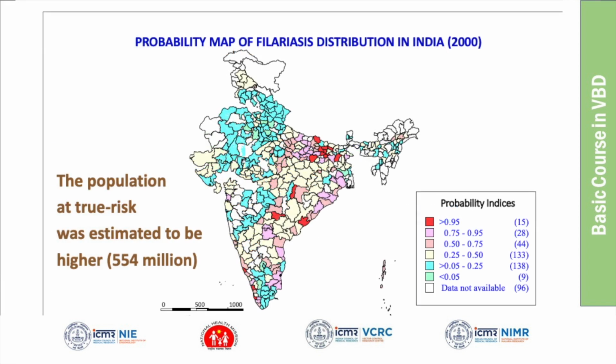At that time it was thought that it was an underestimate. The population at true risk was estimated by a statistical approach, and we estimated about 554 million population by 2000. Now the NPTEL has estimated more than 600 million. In 2000 itself, the NPTEL estimation was about 425 million. At that time itself, it was 554 million population exposed to the risk of infection.